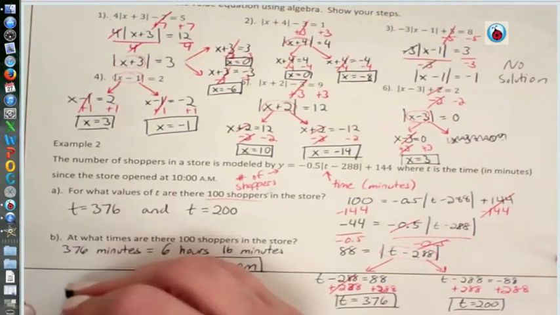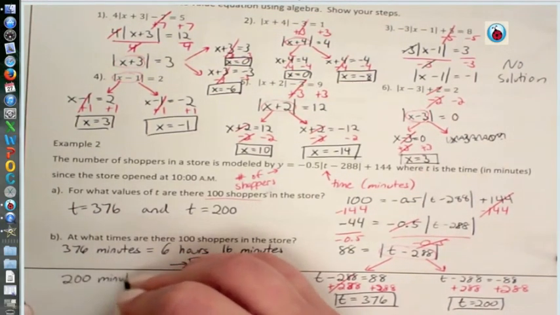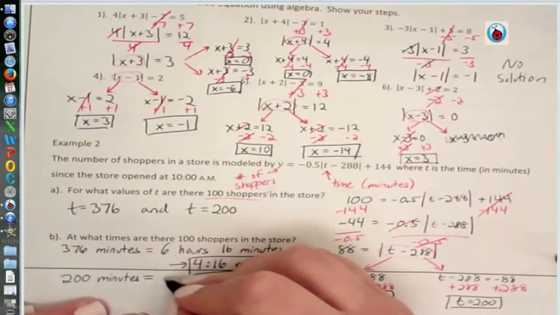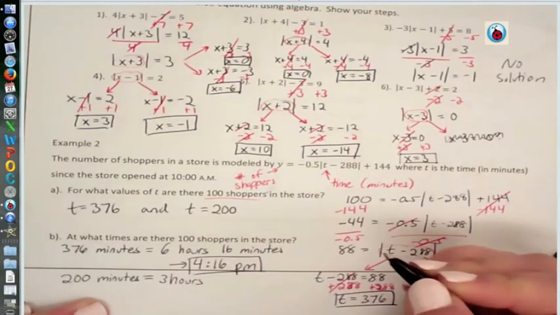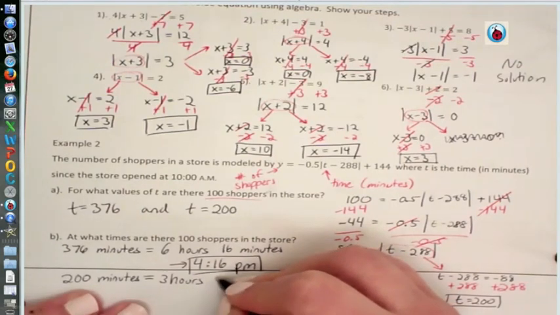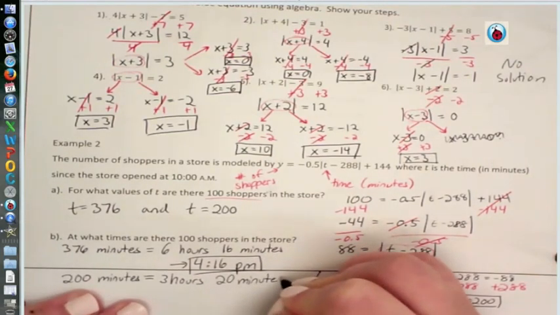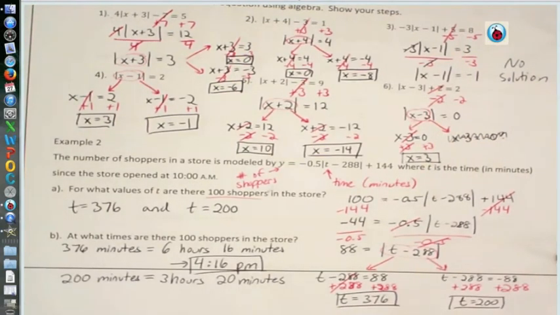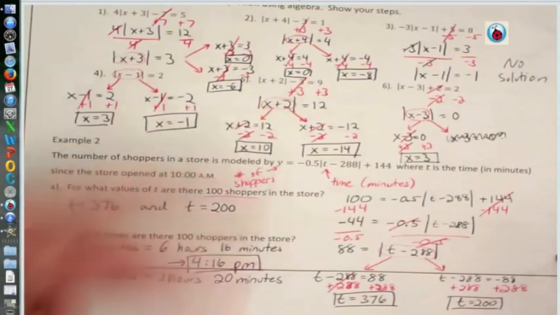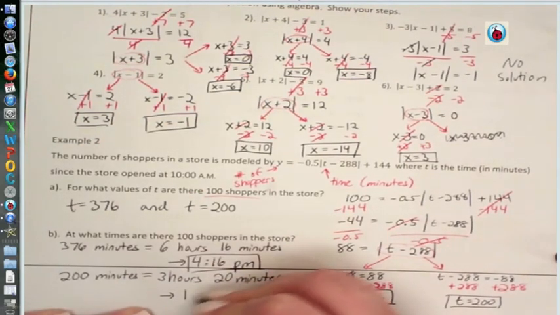Now let's look at our other solution. 200 minutes is how many hours? Well, I know 180 minutes is 3 hours. That's 20 minutes extra to get to 200. So 3 hours and 20 minutes after 10 a.m. So that's 11 a.m., 12, 1 in the afternoon. So this is 1 o'clock plus 20 minutes p.m.